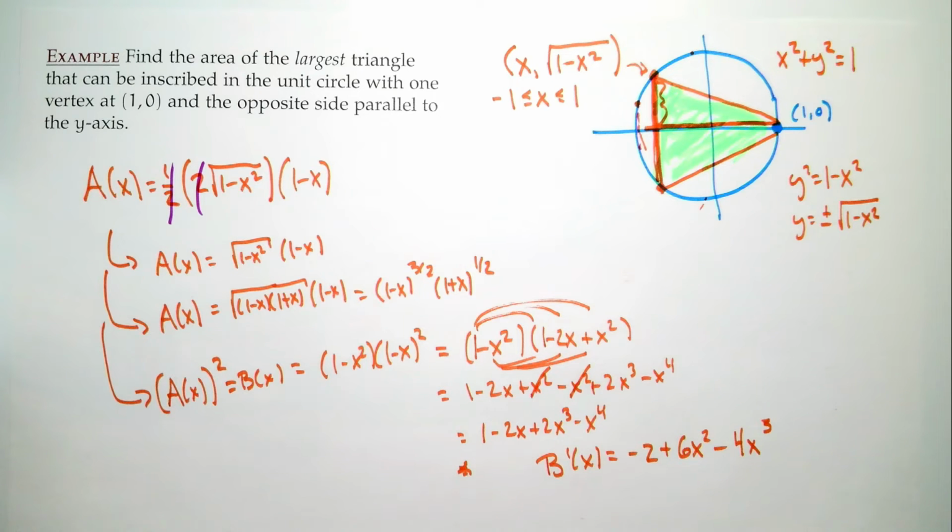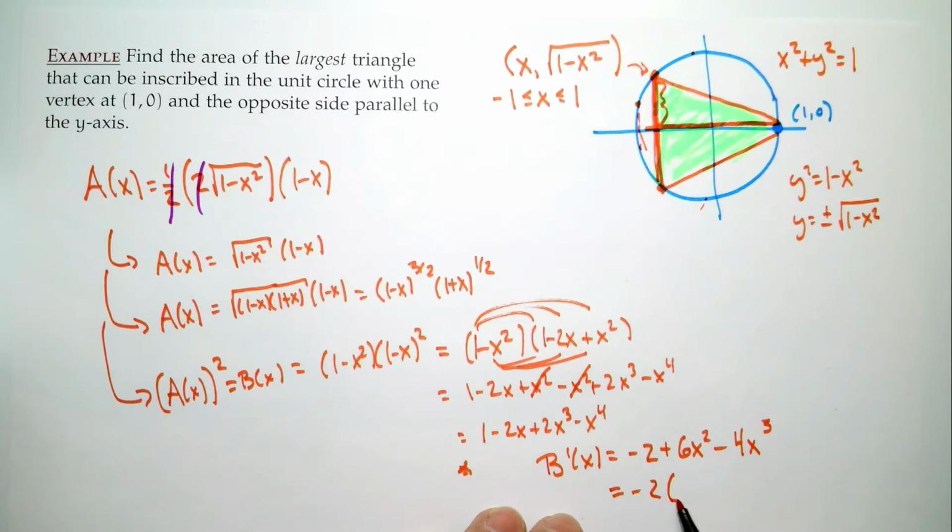Well, we're looking for critical points, right? So how do we start looking for critical points? Well, we should try to factor that. So what can we do? We can pull out a negative 2. That's easy to do. Let's pull out a negative 2 and rewrite it. That's 2x cubed minus 3x squared plus 1.